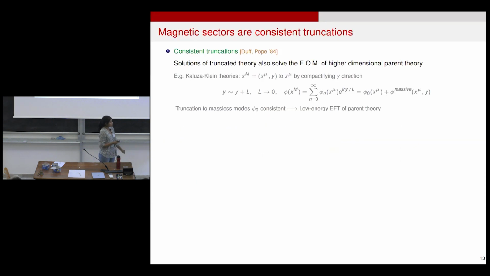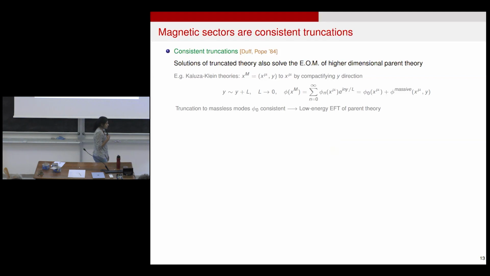All right. So we typically think of consistent truncations in Kaluza-Klein theory. For instance, when we compactify one direction by some periodicity, and then we take the size of this extra dimension to be very small, we typically keep only the massless modes, and this gives us a low energy effective field theory description of the parent theory.